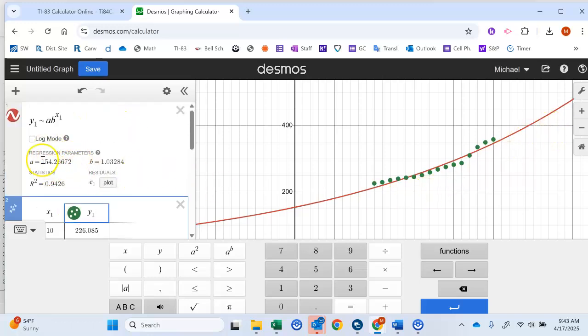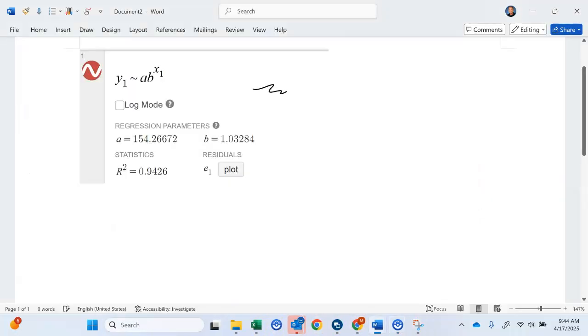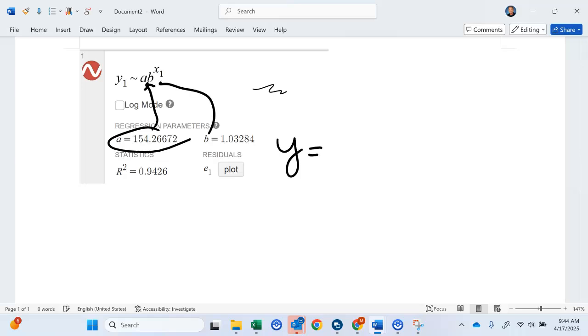Step number 1, what is the equation for the variable? Well, I can use this information here, right? Okay, so I've made it a little bit highlighted, but remember the a here is the a there, the b here is that. So my equation would be y equals 154, there's 3 digits, so that's fine, times b, which would be here, I'm going to round it to 3 decimal places, to the power of x. So that's your equation.